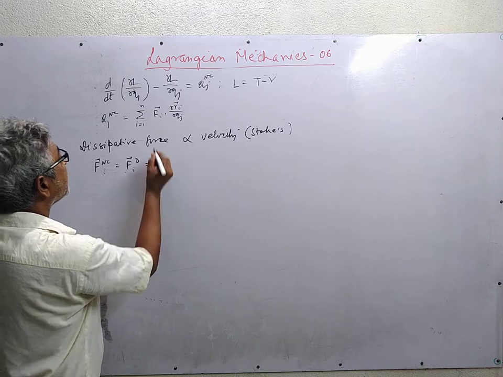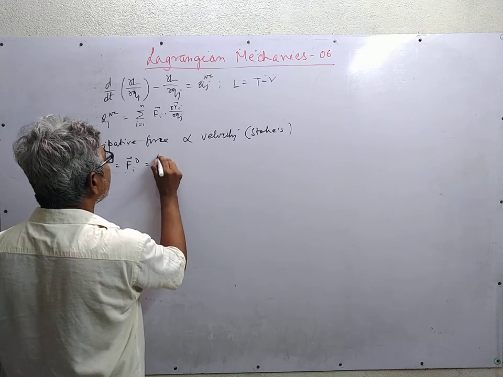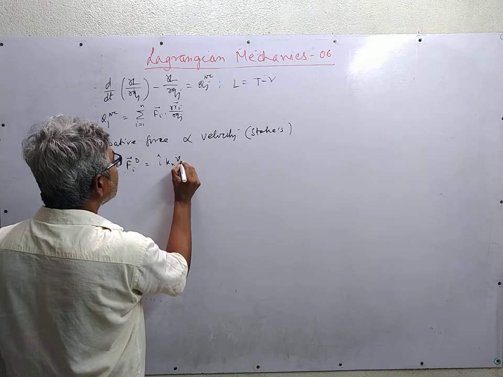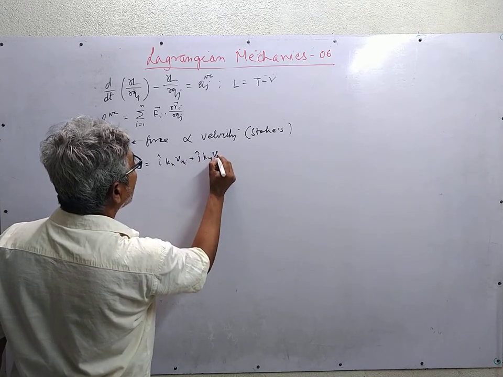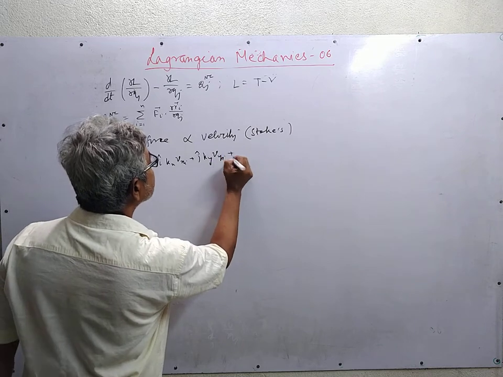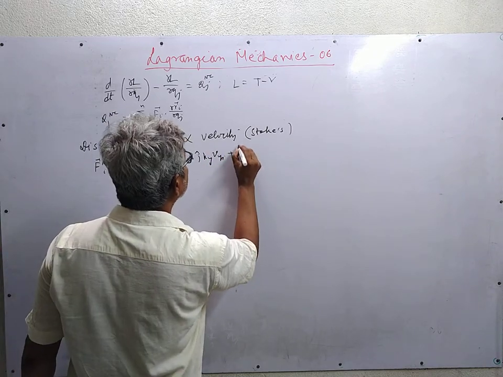This is the frictional type force. It is a velocity dependent force, so we write it as kx Vxi i cap plus ky Vyi j cap plus kz Vzi k cap. This is the force acting on the ith particle.